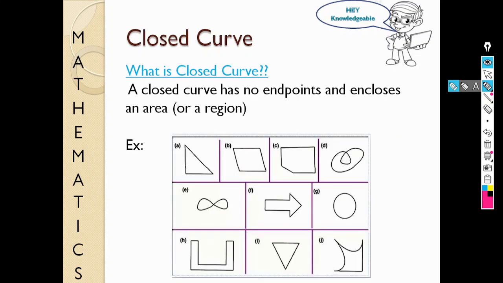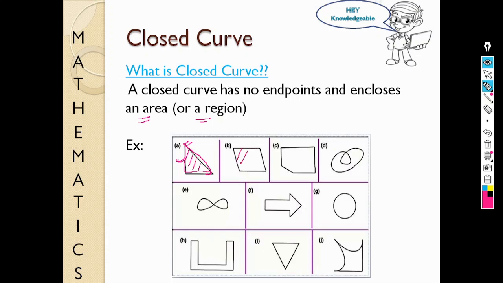Let's see what a closed curve is. A closed curve has no endpoints and encloses an area or a region. If you see this figure, it doesn't have any endpoint. You just keep on looping, so you can't tell that this is an endpoint or that is an endpoint. And this also encloses an area inside it. So this is called a closed curve.